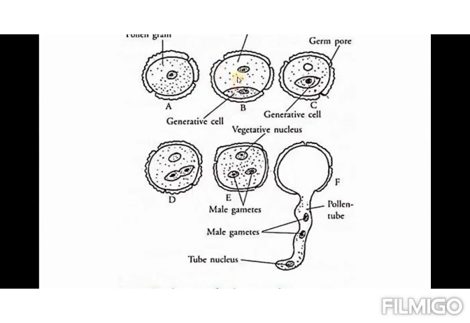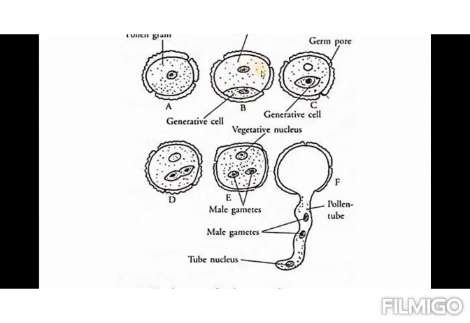Now come to the B diagram. This nucleus divides mitotically. Now there will be 2 mitotic cell divisions. Here the first mitotic cell division is there, which will form 2 cells. This is the bigger cell and this is the smaller cell. The bigger cell is called the vegetative cell and the smaller cell is called the generative cell. Vegetative cell is having the vegetative nucleus and generative cell is also having one haploid nucleus. Microspore was haploid, so these also will be haploid nuclei.